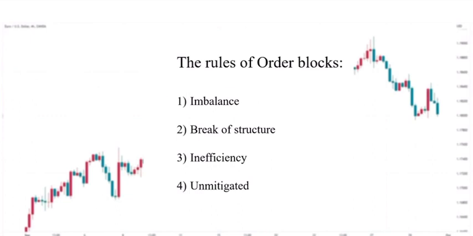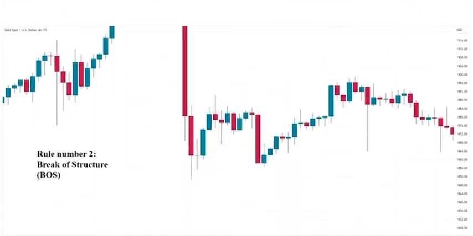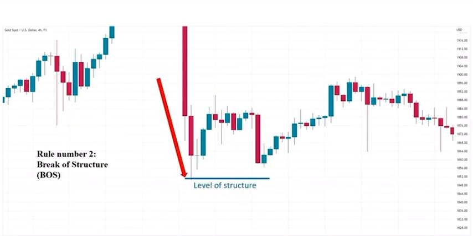We have already discussed the imbalance. Let's talk about the other rules. Breaking of a structure. Take a look at this example. Here the price made a move to the downside, made a structural level and had a pullback on the way down. We can notice this move with imbalance, but we can't identify this level as an order block because the price never broke below the structure. So for having an order block, price must break through the structure.